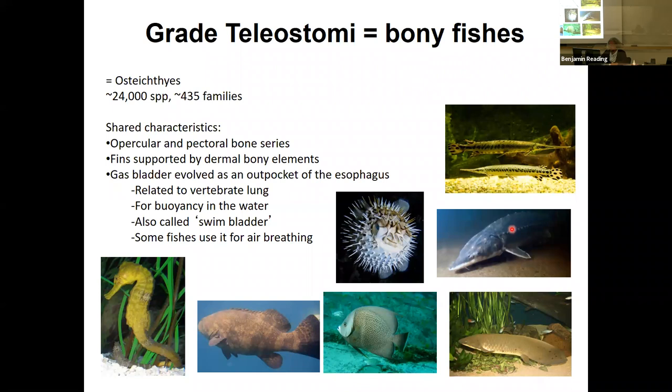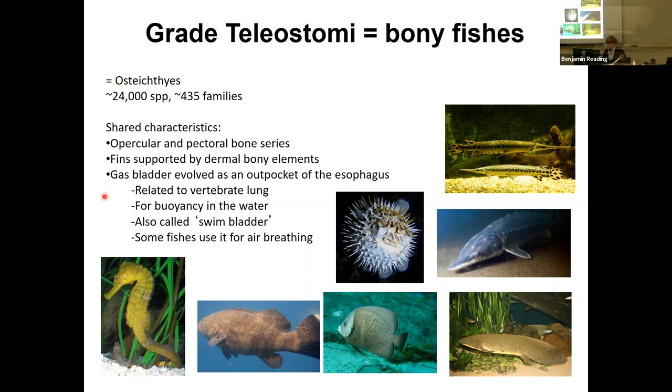And so if you look at all these fishes here, these are all bony fishes. You've got things like this here that look quite a bit different than this. And then you've got these advanced fishes here that look quite a bit different, for instance, from these lesser derived fishes here. So lots of variation amongst these groups. But really looking at bones, pectoral fin bone series, the operculum that protects the gills, and then this swim bladder that helps with buoyancy and also the ability to breathe air.